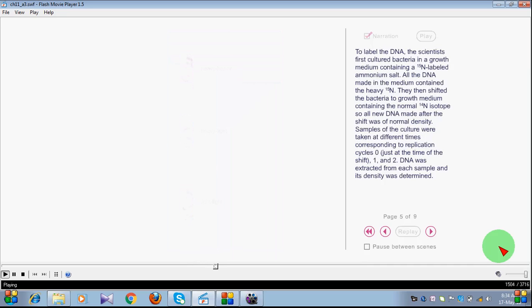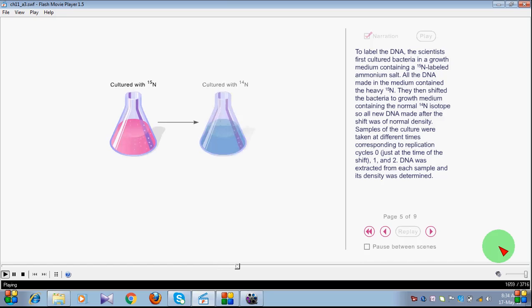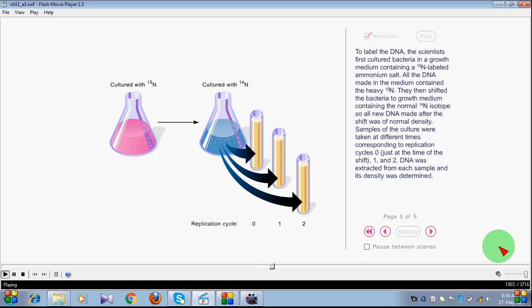To label the DNA, the scientists first cultured bacteria in a growth medium containing a 15N labeled ammonium salt. All the DNA made in the medium contained the heavy 15N. They then shifted the bacteria to growth medium containing the normal 14N isotope, so all new DNA made after the shift was of normal density. Samples of the culture were taken at different times corresponding to replication cycles 0, just at the time of the shift, 1, and 2. DNA was extracted from each sample and its density was determined.